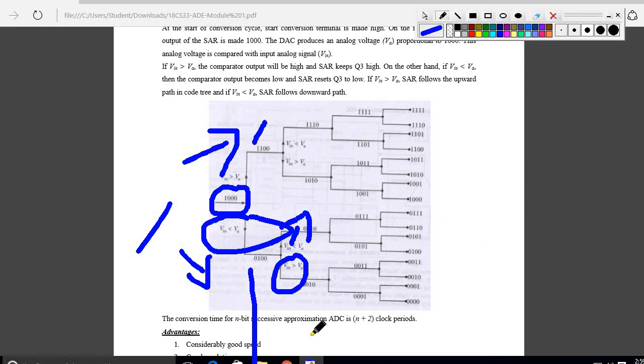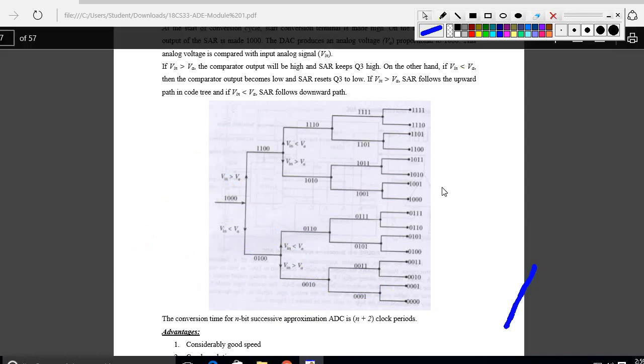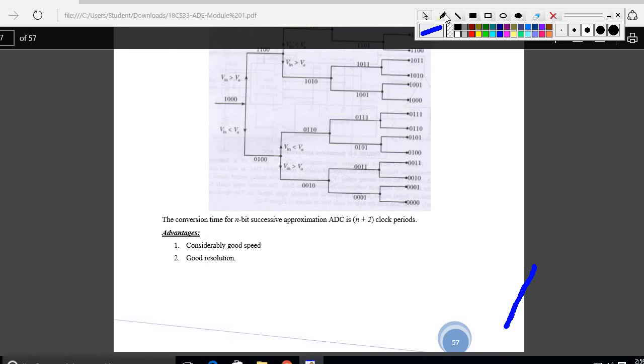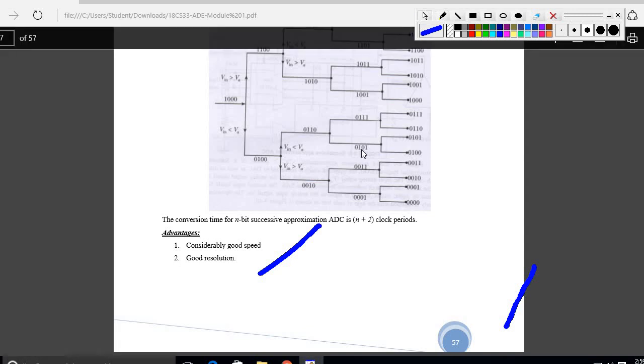The conversion time of an n-bit successive approximation ADC is always n plus 2 clock periods. You should always remember this. The next point is that the advantage of this circuit is considerably good speed and good resolution. Okay, this is about the techniques, and this finishes your first module. Thank you guys.